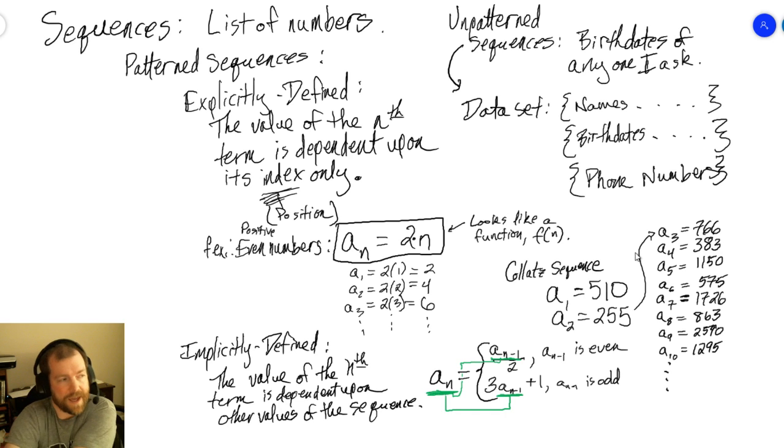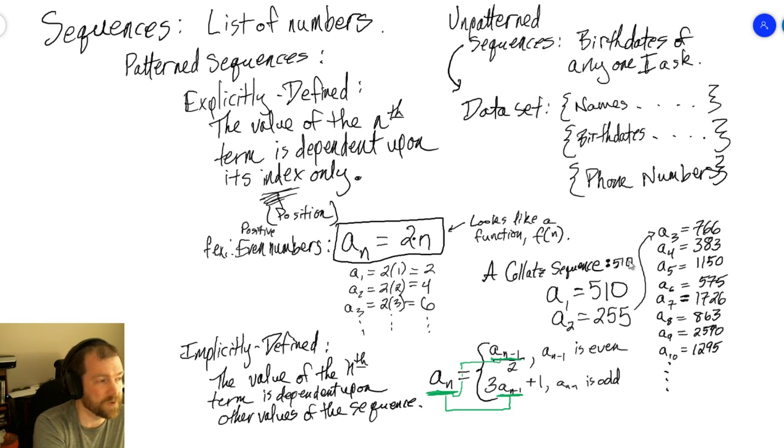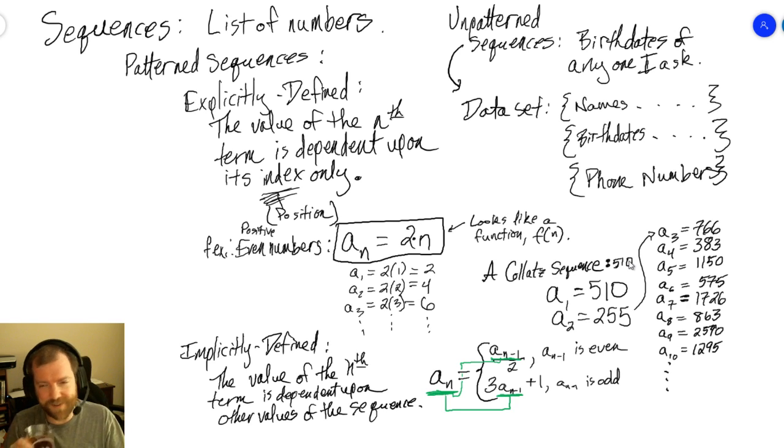So this is a Collatz sequence, and it starts with the number 510. If anybody wants to continue this, feel free. You can also, I might add, use a computer to do it, which would make this go a lot faster.